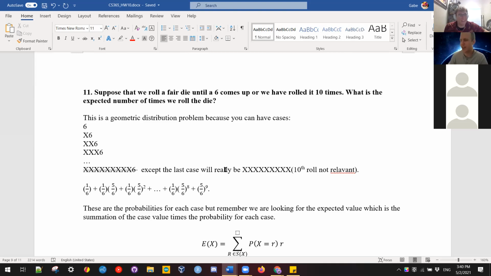But in the way the problem is phrased, that's why we can disregard the last case, because the outcome is the same. We stop no matter what happens at roll number 10. Gotcha. Cool.